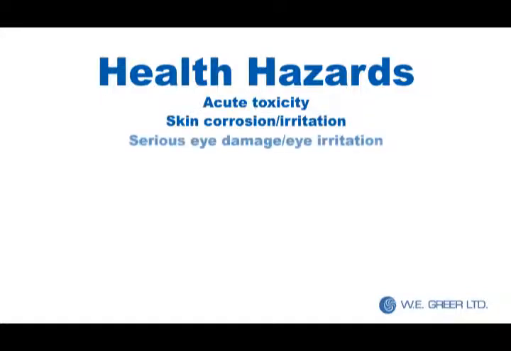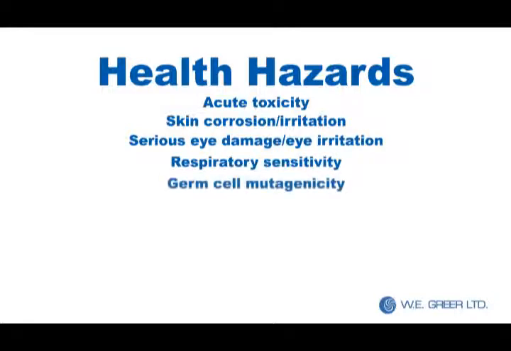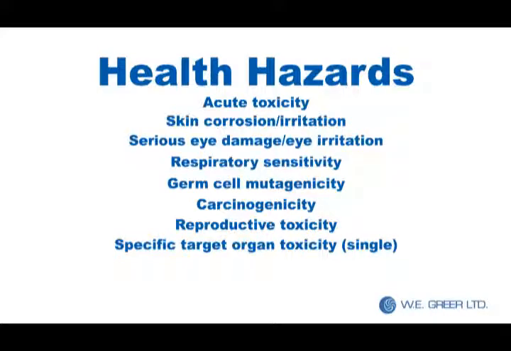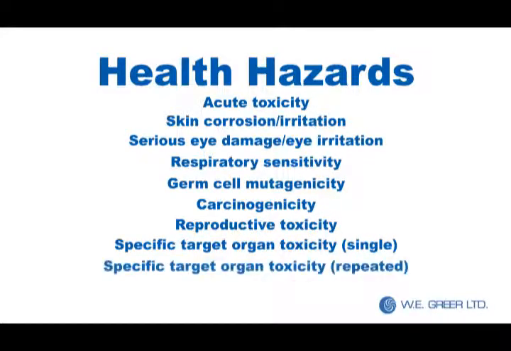Our next group of classes fall under health hazards, which, as it sounds, are classes of chemicals that have a health impact on users. These classes include acute toxicity, skin corrosion or irritation, serious eye damage or eye irritation, respiratory sensitization, germ cell mutagenicity, carcinogenicity, reproductive toxicity, specific target organ toxicity in a single exposure, specific target organ toxicity in a repeated exposure, and aspiration hazard.